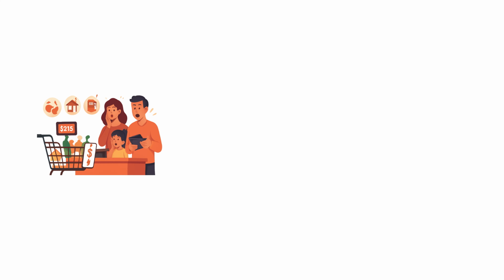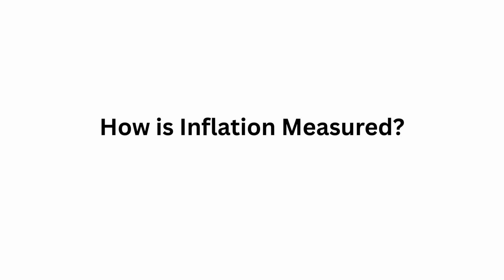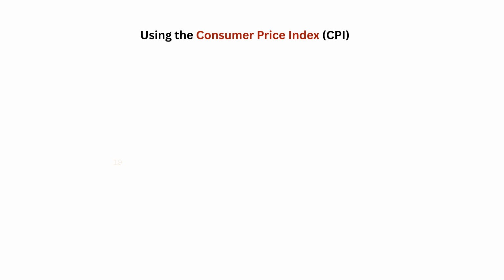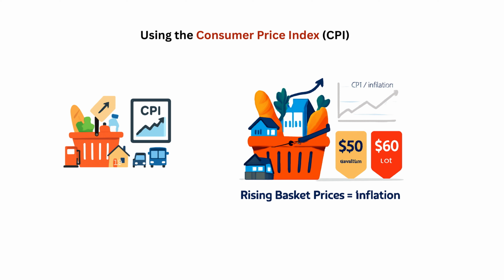production costs, cost-push inflation. Inflation can lead to higher prices across the board, from food and housing to transportation and entertainment. This impacts everyday consumers, as they need more money to buy the same things they bought previously. How is inflation measured? Inflation is typically measured using a metric called the Consumer Price Index, or CPI. The CPI tracks the price changes of a basket of common goods, like food, transportation, and housing.